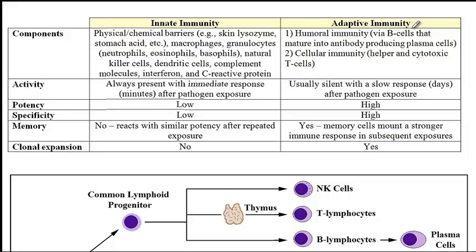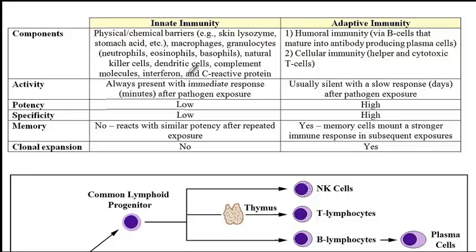Versus adaptive immunity, which includes the humoral immunity that produces antibodies, or cellular immunity, where there would be cytotoxic T cells that attack any cell that has an abnormal antigen under MHC1. This type of immunity has a very high potency and very high specificity.